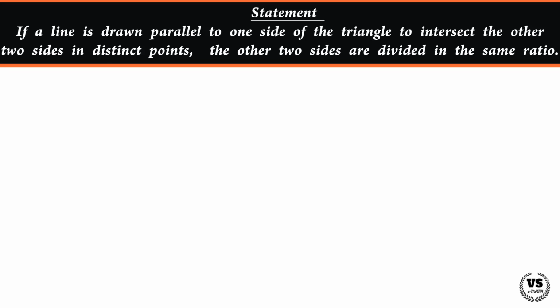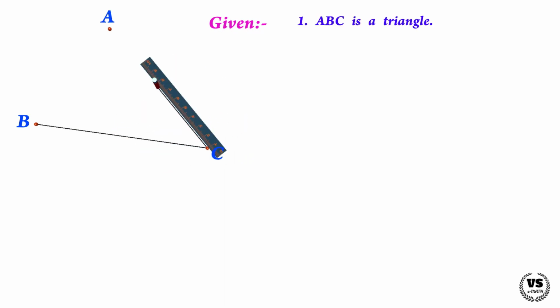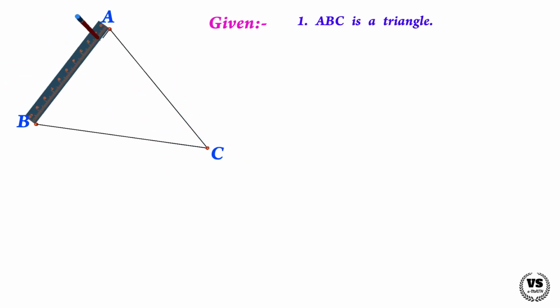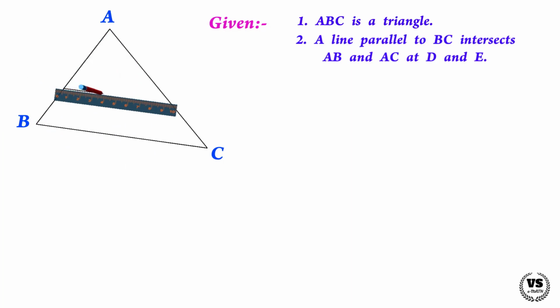If a line is drawn parallel to one side of a triangle, so what do we have? A triangle ABC, and a line parallel to BC. Then what do we have? To intersect the other two sides in distinct points. Here we draw the parallel line long enough so that it touches the other two sides at D and E. Then what do we have? The other two sides are divided in the same ratio.